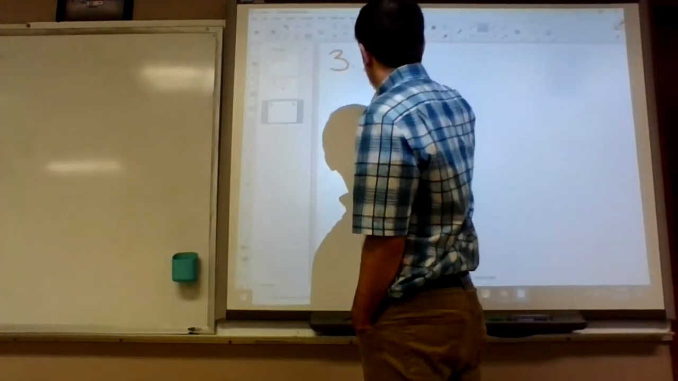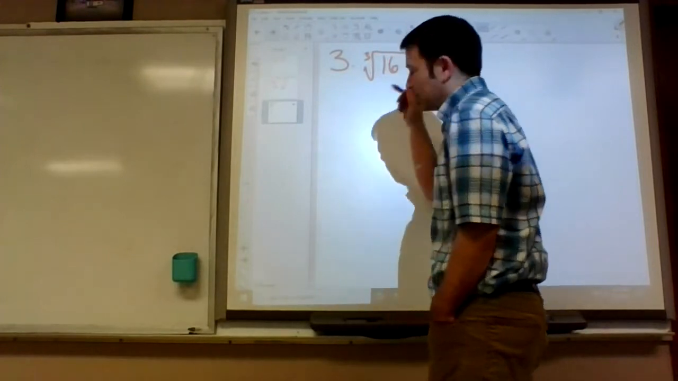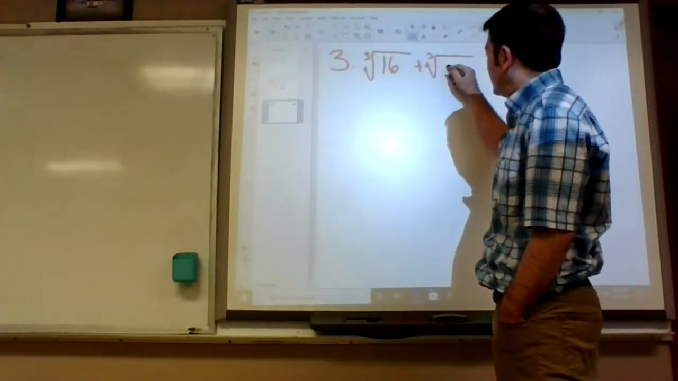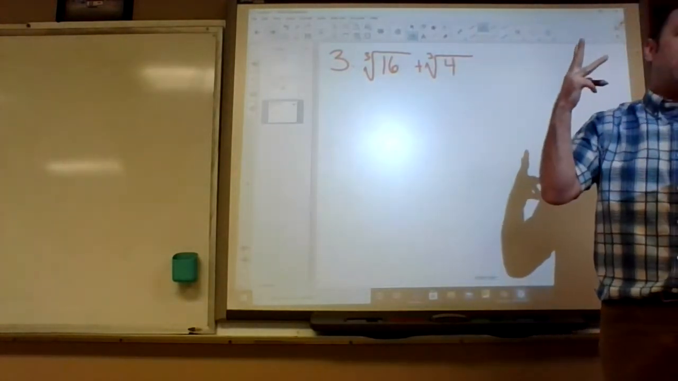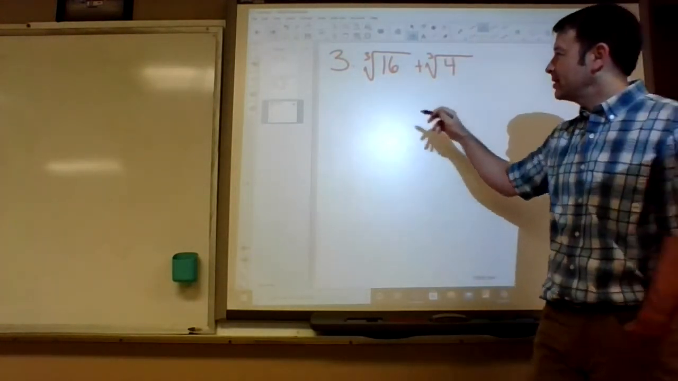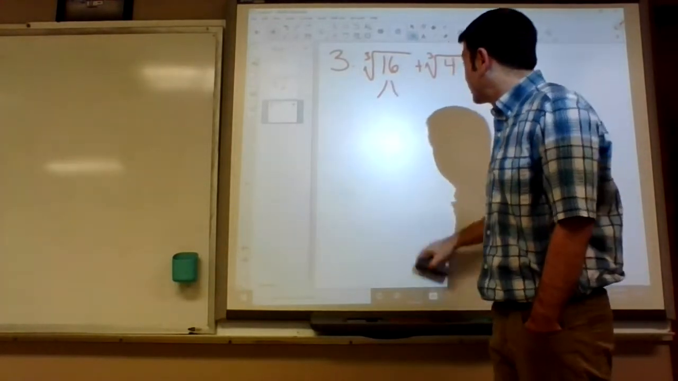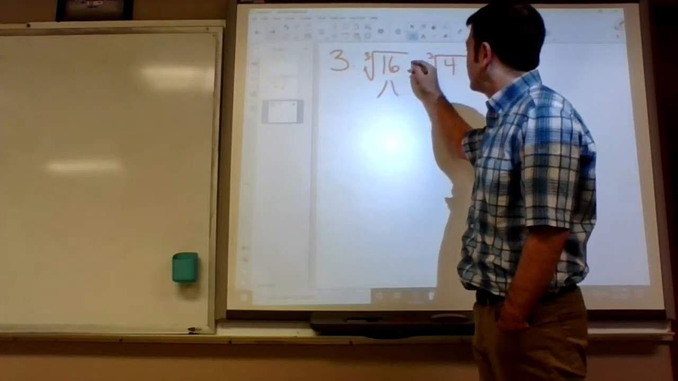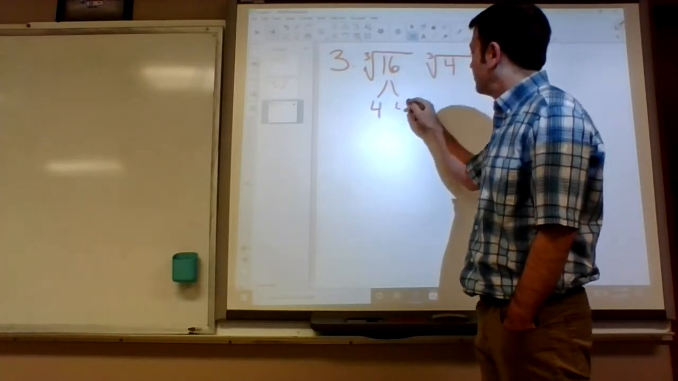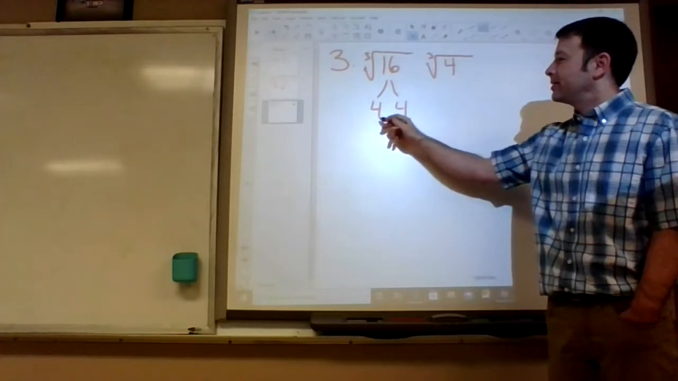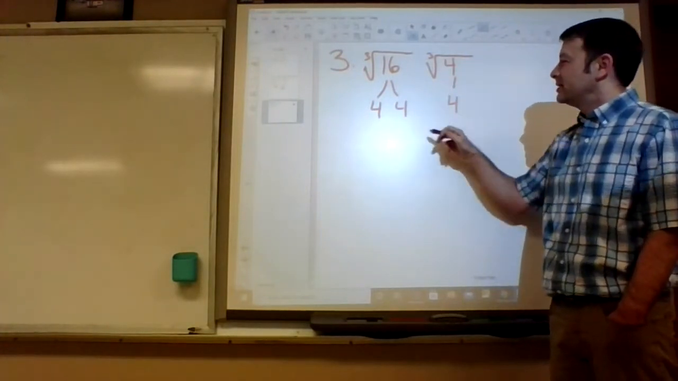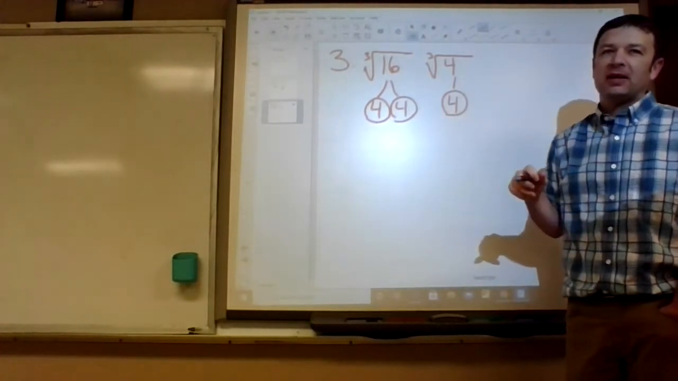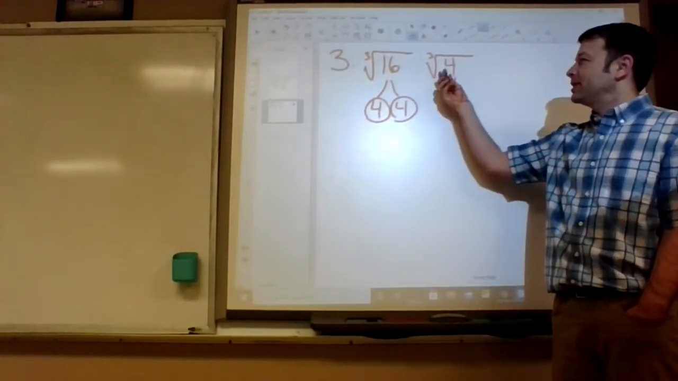Cube root of 16 times cube root of 4. So the only difference on cube roots is you need 3 of them to break out, not 2. Actually, I could kind of stop here because 4, 4, 4. Anyway, 16 times 4 is 64.